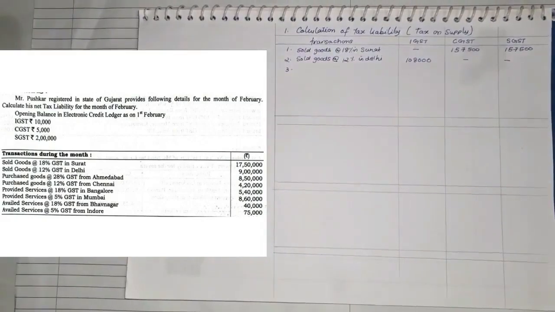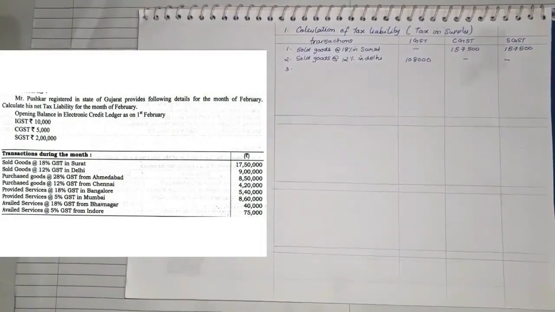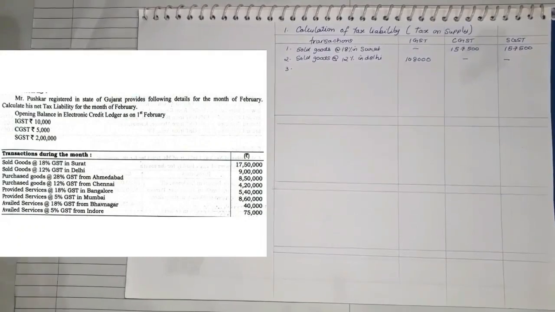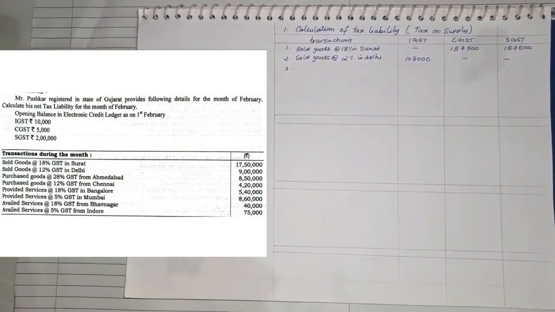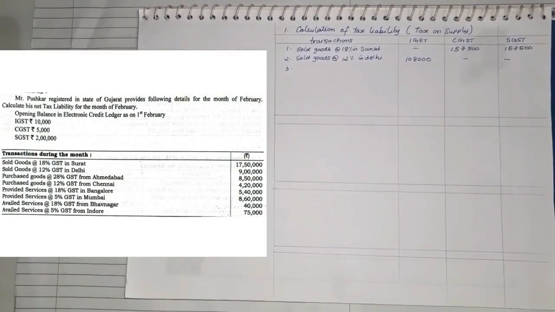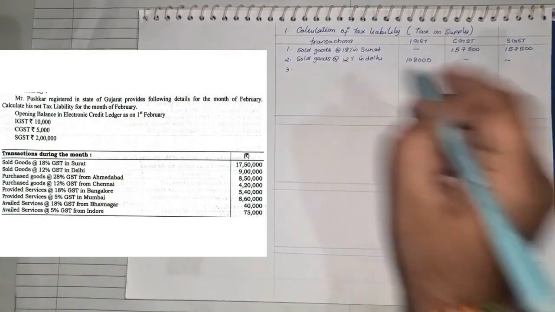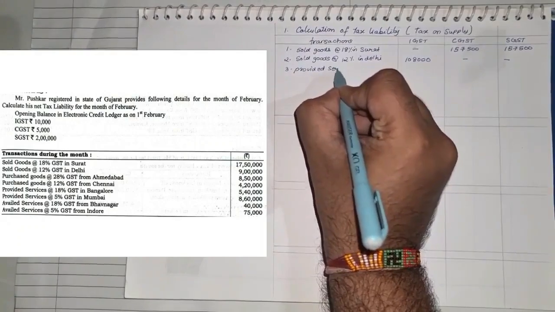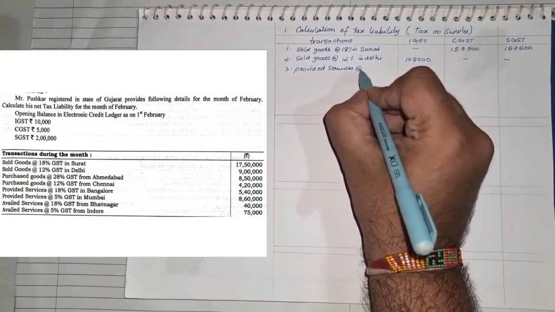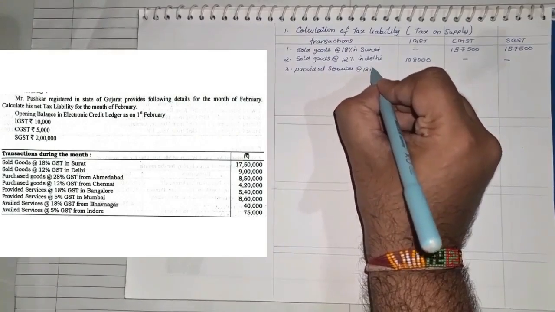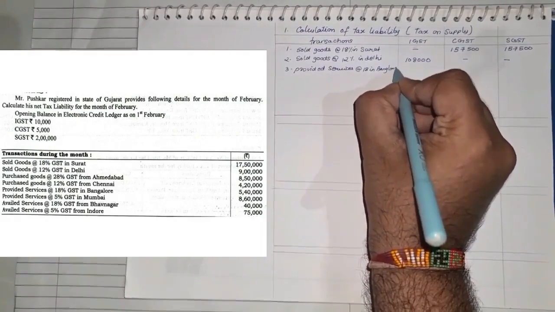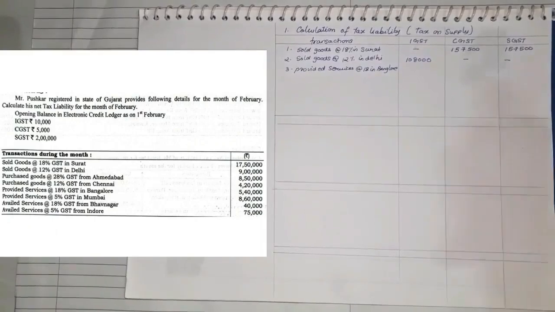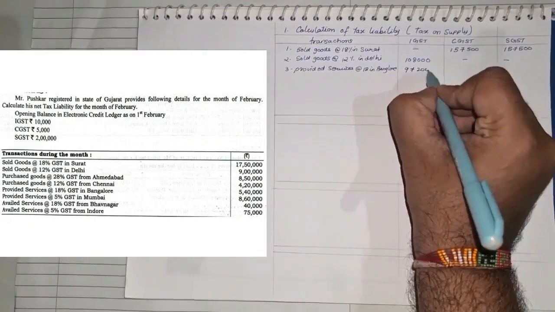Third, if you look carefully, the fifth one: provided services at 18% in Bangalore. Again, a different state. The value is 5,40,000 and the rate of GST given is 18%. So I'll write here provided services at 18% in Bangalore. Again it will be 5,40,000 into 18%, which comes to 97,200. The entire amount will go in IGST.